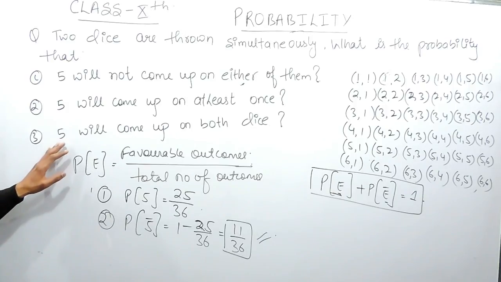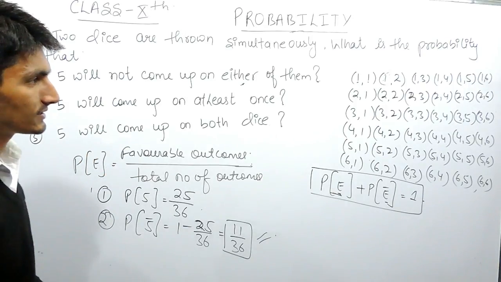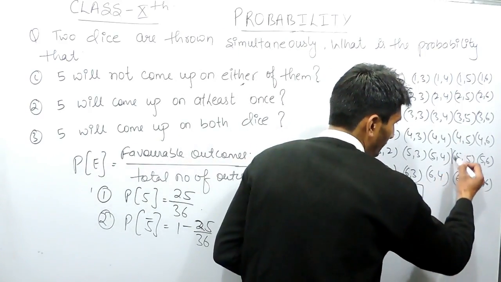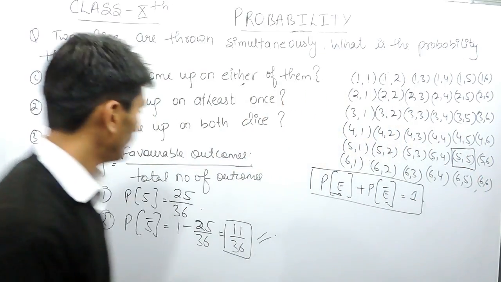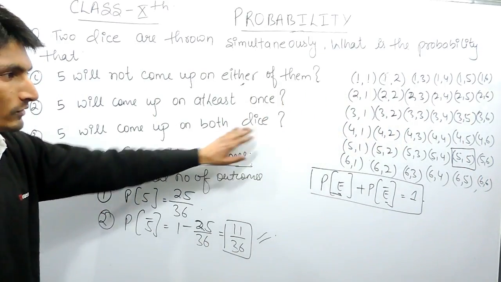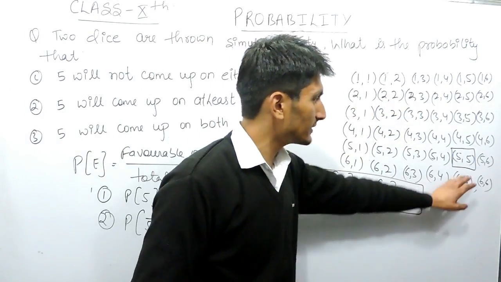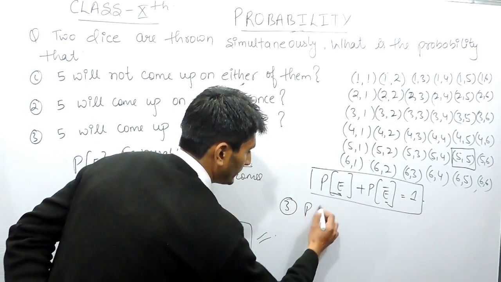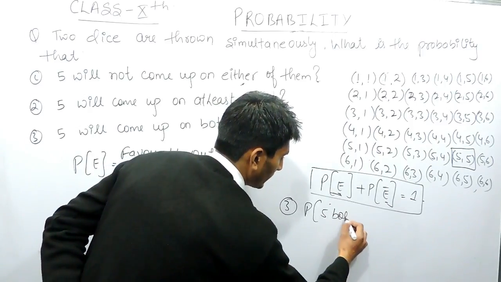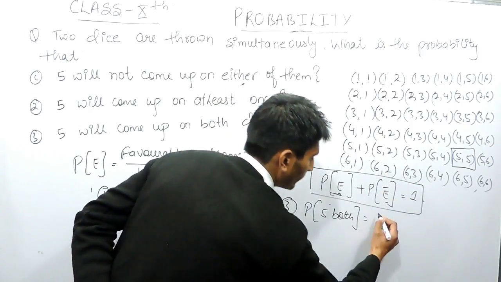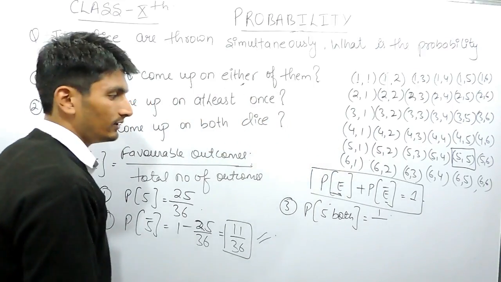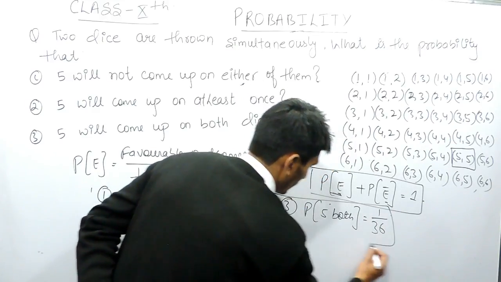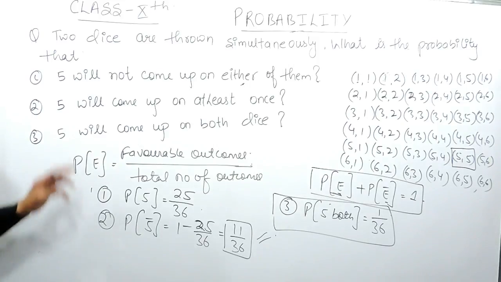Now for the third, you have to find the probability that 5 will come up on both dice. If you look at the sample space, there is only one case where 5 has come on both dice. So there is only one favorable outcome. Therefore, the probability of 5 coming on both dice is 1 upon 36, since the total number of outcomes is 36. This is the answer for the third case.